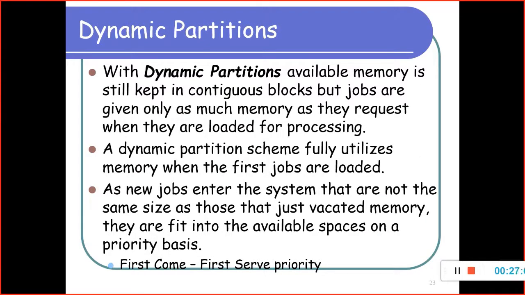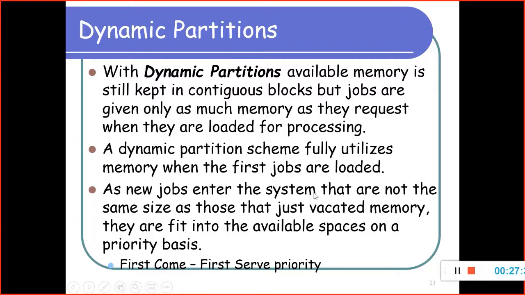Now we go to the third one, the dynamic partitions. With dynamic partitions, available memory is still kept in contiguous blocks, but jobs are given only as much memory as they request when they are loaded for processing. So as the name suggests, the dynamic partitions become dynamic. It will allocate memory based on the job size. A dynamic partition scheme fully utilizes memory when the first jobs are loaded. Okay, when the first jobs are loaded, they will fully utilize the memory.